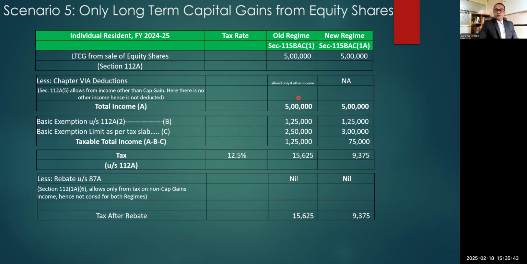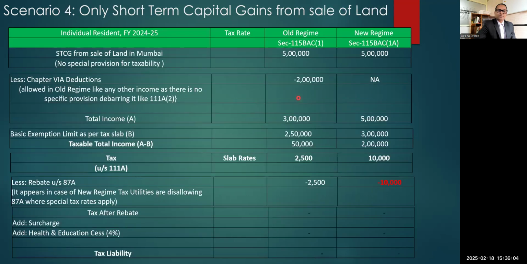Why is the rebate nil? Here again, there is a specific provision, 112A subsection 6, which specifically disallows the 87A rebate. Let's go and read that.